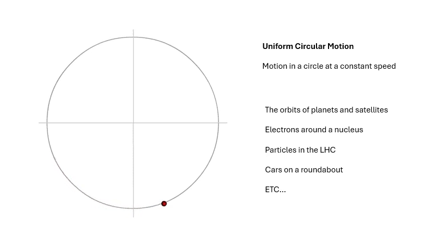The orbit of satellites, when you go on to gravitation, we'll use a lot of these equations. An electron around a nucleus, if you think of an electron as being a particle, then it orbits the nucleus. Particles in the Large Hadron Collider. When you do magnetic fields, we'll talk about charged particles moving in a magnetic field going round in circles, and even cars on a roundabout. It doesn't have to be a complete circle, it just could be part of a circle. So there's lots of examples of uniform circular motion.